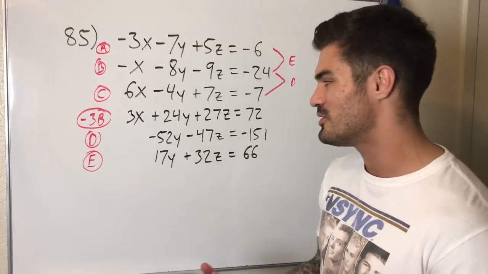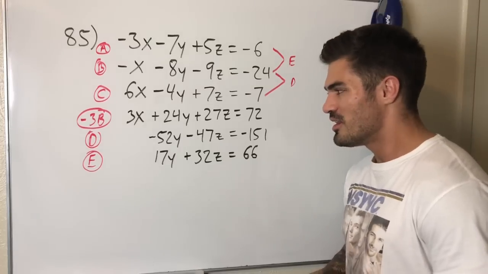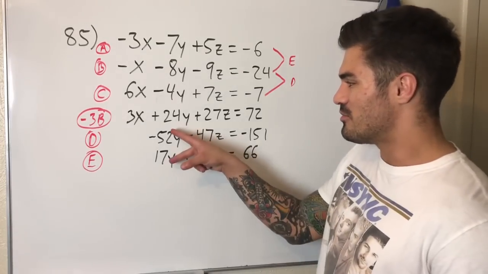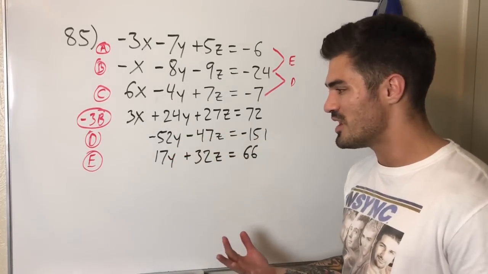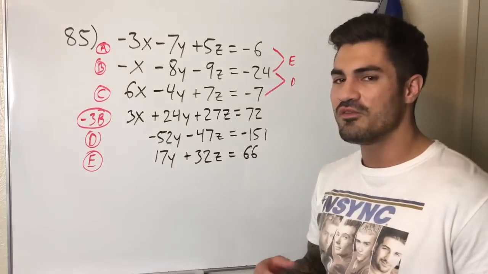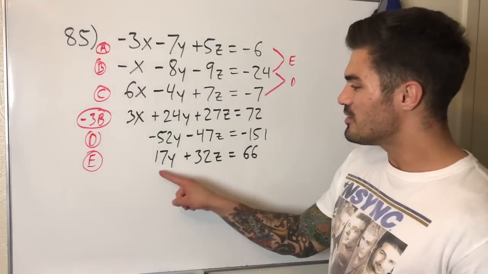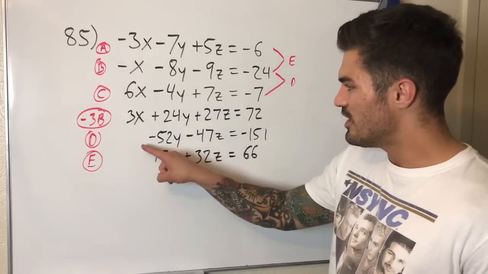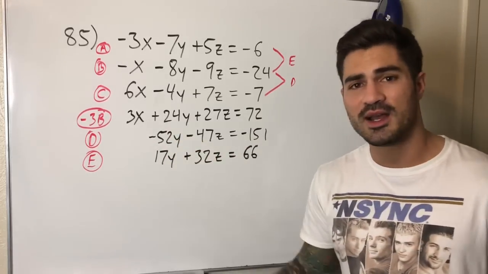There's just no way around it. You have to get ugly with it. So again, if I do elimination, I can combine this or this. I don't really see one being easier than the other. And if you're ever confused on what to multiply by, I can multiply this by 52 and this by 17 and combine the y's. That will always work.